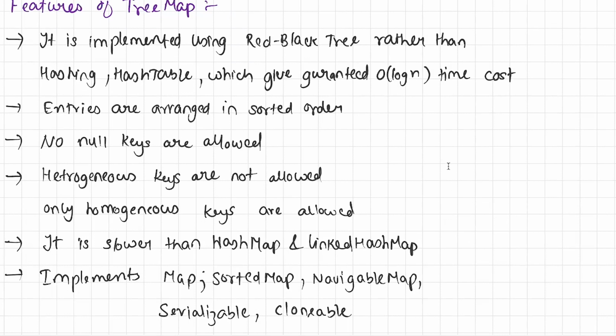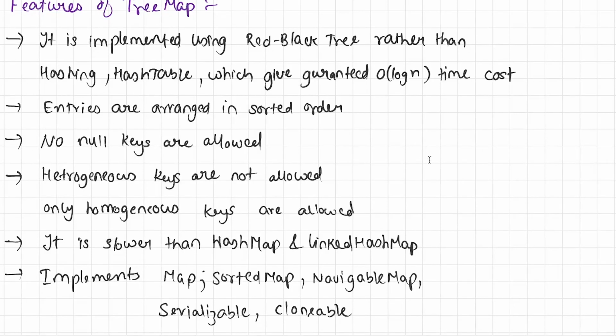Now the next feature is that heterogeneous keys are not allowed, only homogeneous keys are allowed. So this means you can provide only one type of key in TreeMap. But this was not the case in HashMap and LinkedHashMap. We can provide any type of keys in HashMap and LinkedHashMap. But why is it not allowed in TreeMap? Because TreeMap internally uses a comparator to compare two objects so that it can order elements according to its sort order, right? That is why only homogeneous keys are allowed in TreeMap.